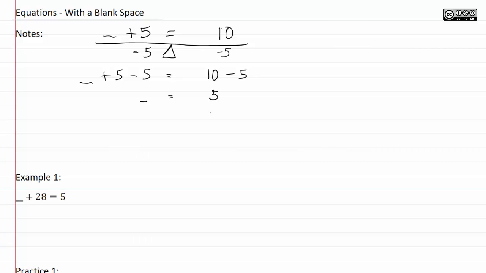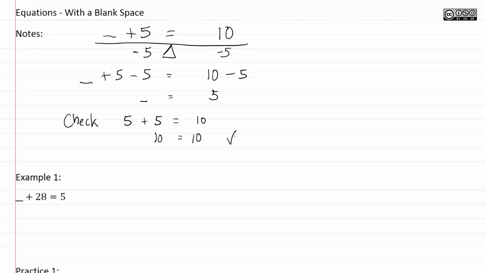Now if I want to check my solution, I can go back, put 5 in for the blank, and 5 plus 5, is that really equal to 10? 5 and 5 is 10, and 10 equals 10. So this does check.